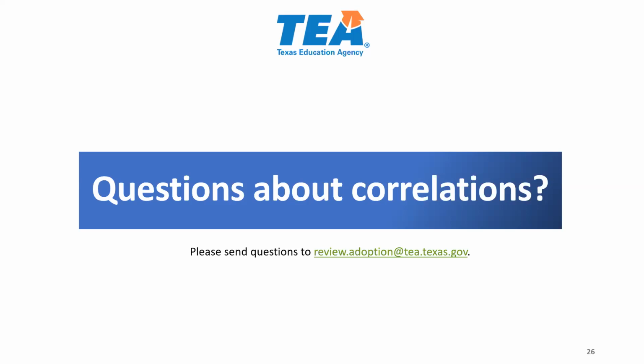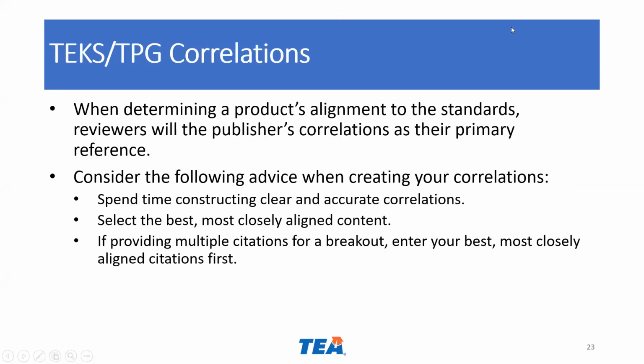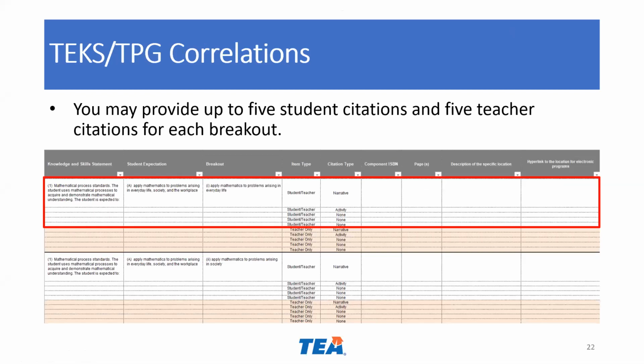I see another question about the number of citations in the white rows versus the peach rows, and whether or not the peach rows are optional. I'm going to go back to that so you can see it. Assuming that there are white rows, because we do have some standards in pre-K that were determined not necessarily appropriate for inclusion in student materials, if you have white and peach rows, like the example seen here, then yes, as long as you've entered acceptable citations in the white rows, you don't have to enter citations in the peach rows.